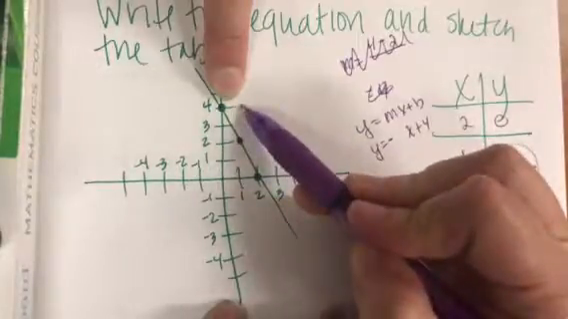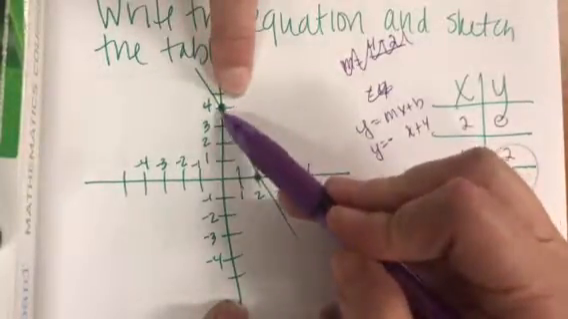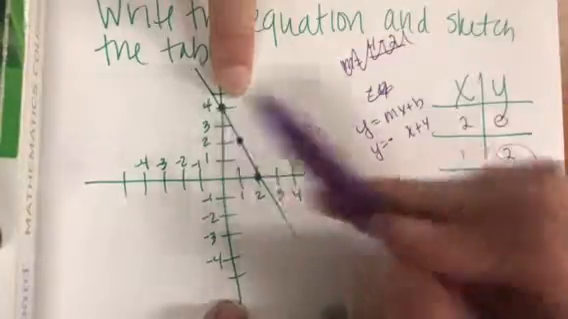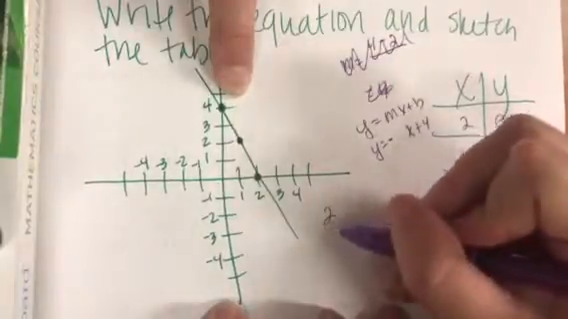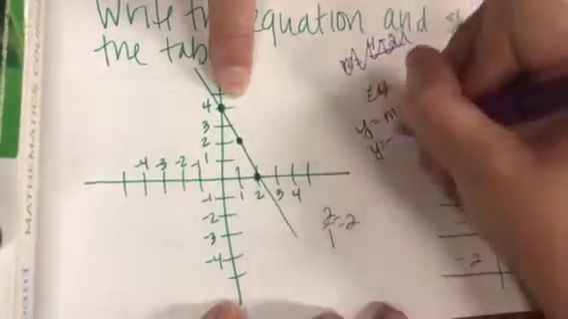1, 2. So I wrote 2 over 1, which is negative because you're going to the left, which I already put that negative in there for us. So up 2 over 1, 2 over 1 equals 2. My slope is negative 2.